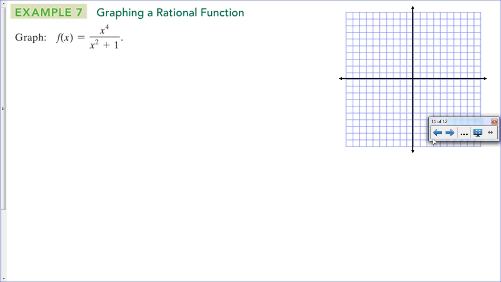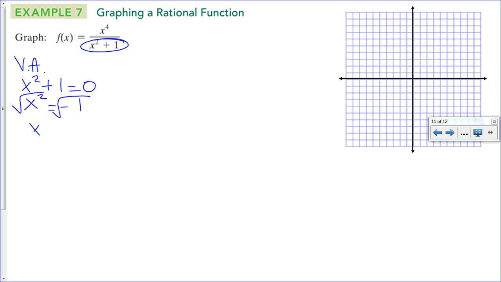Okay, so for this function, let's start with finding the vertical asymptotes. We take the denominator, x squared plus 1, set it equal to 0, and try to solve for x. So x squared is equal to -1. If we want to solve for x, we have to take the square root. However, for the set of real numbers, this equation has no real solution. What that means in terms of a vertical asymptote is that we do not have a vertical asymptote.